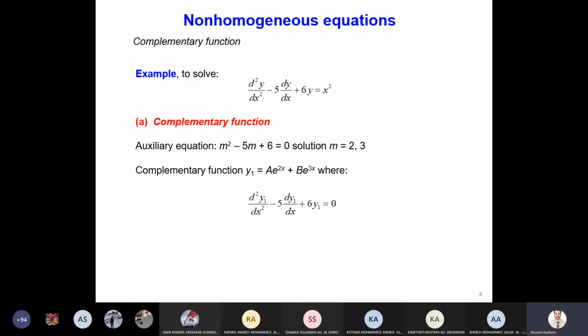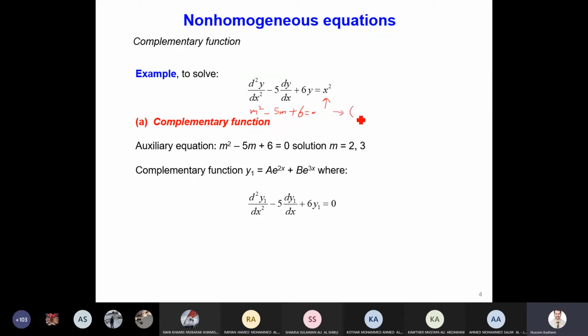Let me show you an example. Have a look. He gave me this equation. I understand that this is non-homogeneous because I have x squared on the right hand side. I will first find the complementary function, the homogeneous solution. I will say d squared y over dx squared means m squared, minus 5 dy over dx means 5m, plus 6y means 6, equals 0. This is the homogeneous equation, right?